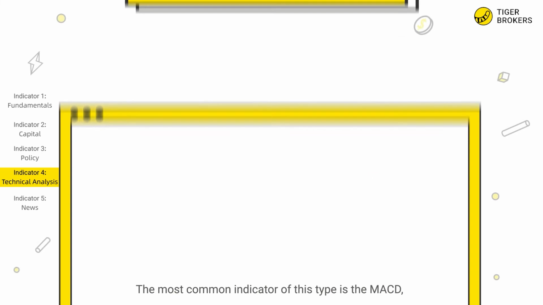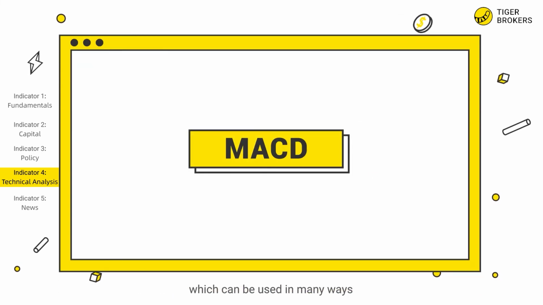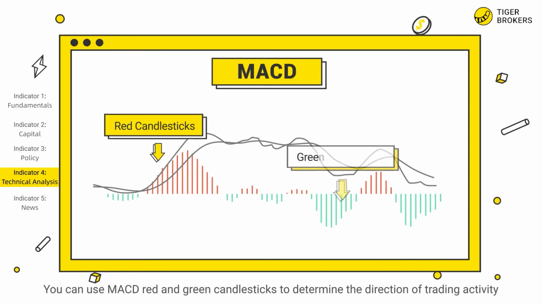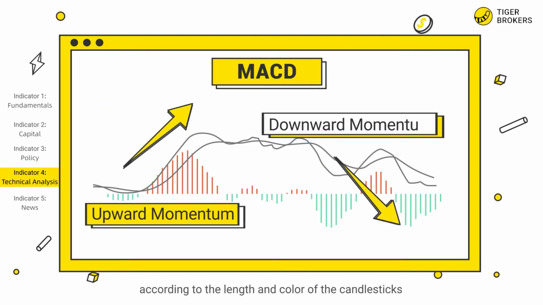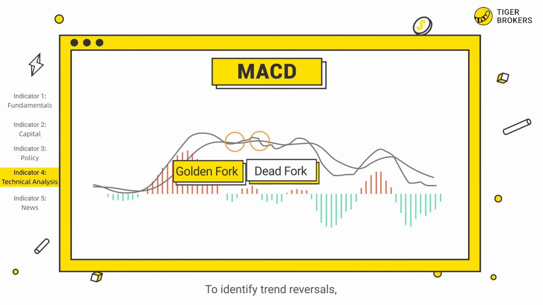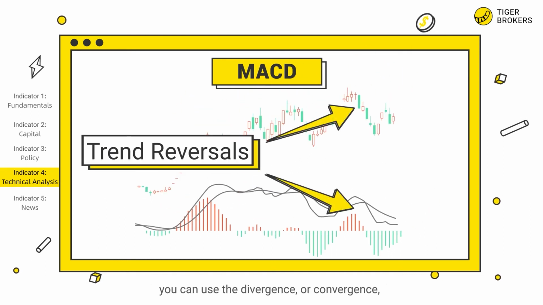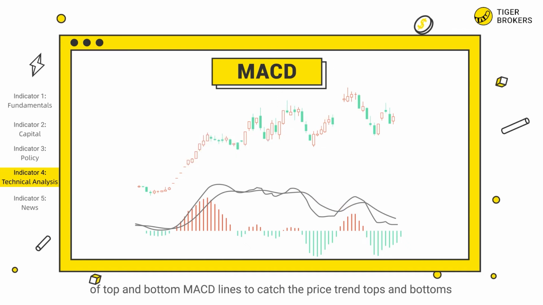The third type, the composite technical indicator. The most common indicator of this type is the MACD, which can be used in many ways. You can use MACD red and green candlesticks to determine the direction of trading activity. You can assess the current upward or downward momentum according to the length and color of the candlesticks. You can use the golden fork and the dead fork to make market predictions. To identify trend reversals, you can use the divergence or convergence of top and bottom MACD lines to catch the price trend tops and bottoms.